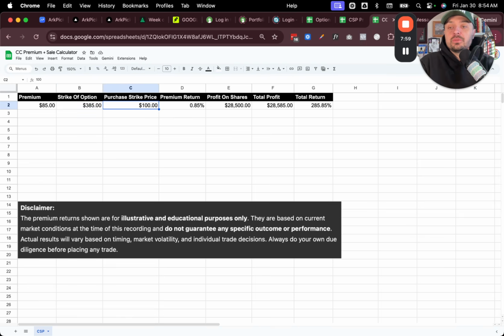Obviously, that's the difference between selling, if you sell them at 385, 100 shares at $385. But with that said, I'm looking at premium. I'm looking at 0.85. That's still pretty aggressive to me. Remember, my return on collateral is my ultimate number, right? That is my ultimate number.